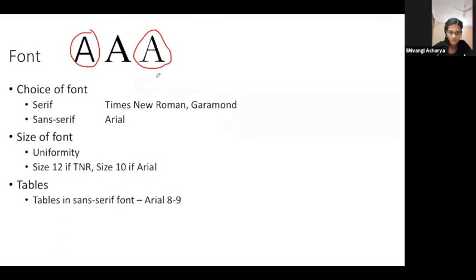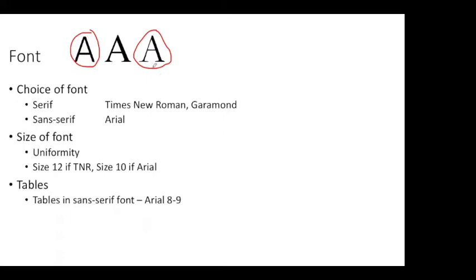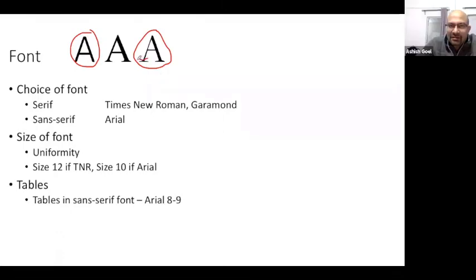The lines at the bottom of the A. The two lines at the bottom of the A, what are they called? So are you able to notice these, Shivangi? Yes, yes, sir. So what are they called? Any idea? No, sir. They're called serif.